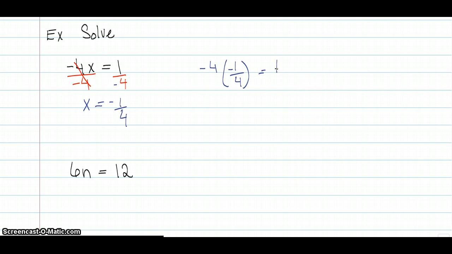So my original equation had negative 4 times x is equal to 1. Oh, a negative times a negative is a positive. So I have positive 4 over 4 is equal to 1. 4 over 4 simplifies to 1. So 1 is equal to 1.